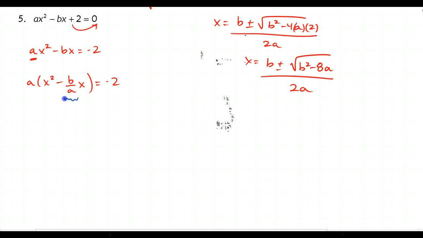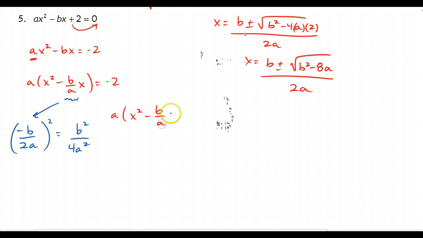We're going to take the linear term and cut it in half. If we cut it in half, I get negative b over 2a. Then I have to square that term, and it ends up being b squared over 4a squared. Okay? So let me leave that little side note here. Now I have a times x squared minus b over a x plus, because you're squaring that, it becomes positive b squared over 4a squared, equaling negative 2.